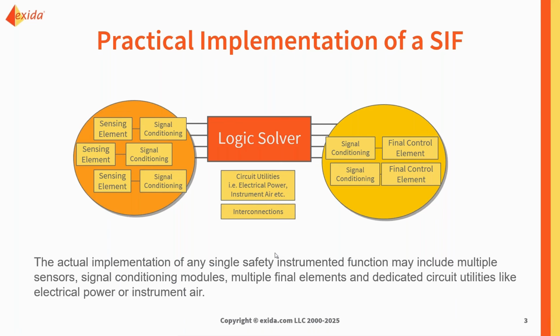And then for the logic solver and the equipment in general, there's the power supplies. We might have instrument air. There are interconnections. All of that has to be considered. And here again, on the final element side, we might have solenoids, actuators, positioners, etc. So all of those have to be taken into consideration along with the final element. So it's basically tip to tail and everything in between. So this is very important to remember. So when we're looking at the SIF, that is what we're looking at.